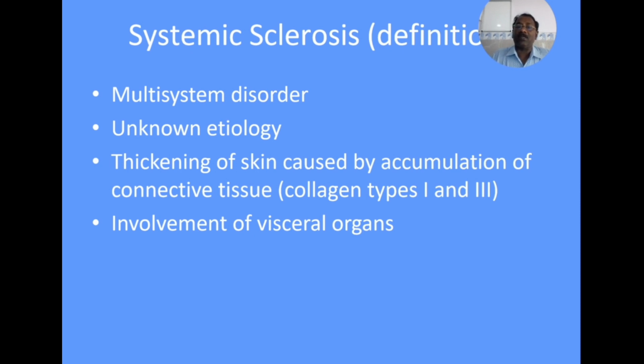There is a thickening of the skin caused by the accumulation of connective tissue. The connective tissue here is the accumulation of collagen types 1 and 3. There is involvement of the visceral organs. In most cases of systemic sclerosis, there will be involvement of the lung, the heart, the gut, the kidneys, etc.